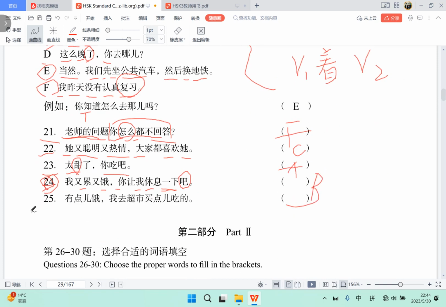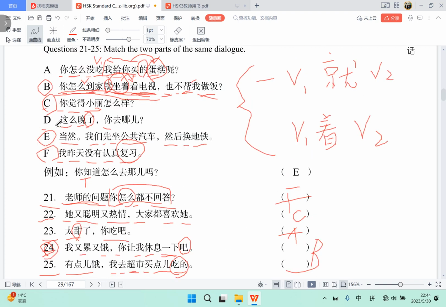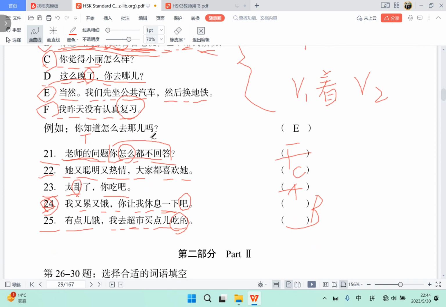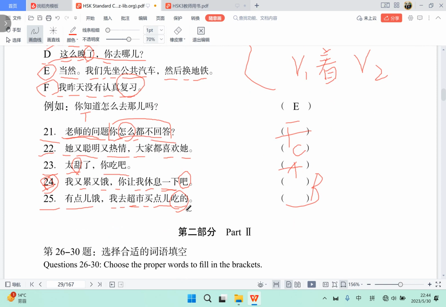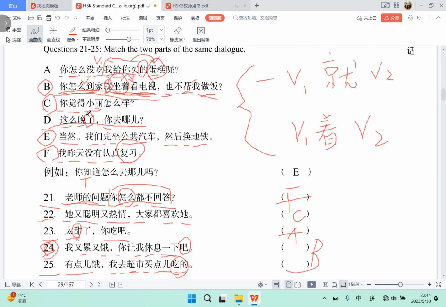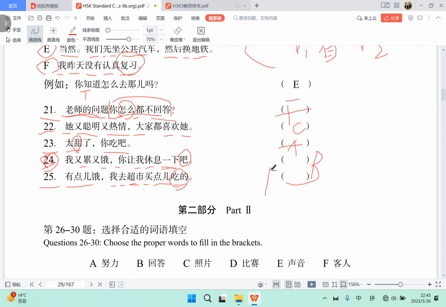Okay, and 25, 有点饿, a little bit hungry. 我去超市买点吃的, I'm going to the supermarket to buy a little bit of food. 吃的, something to eat, is just like food. Okay, so 这么晚了你去哪儿, so so late, where are you going? Going to the supermarket to buy some food to eat. Okay, so this one we choose D.